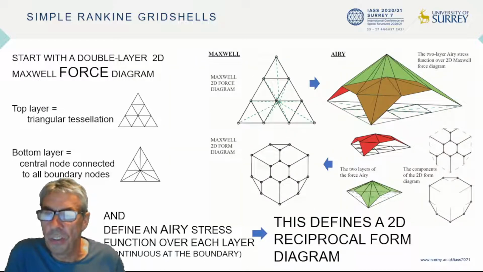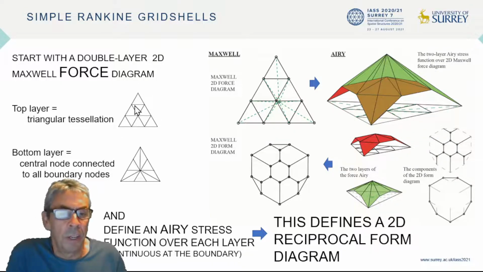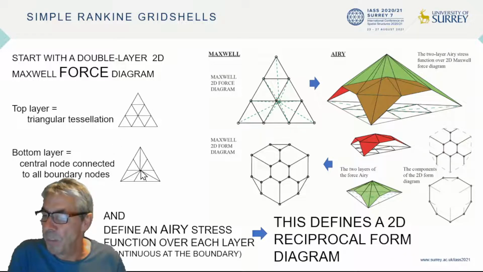To use this in design, we start by choosing a 2D force diagram and then create a corresponding roof. Here we pick a Maxwell force diagram where the top layer is this tessellation of 9 triangles and the lower layer has this central node here connected to all the perimeter nodes. The perimeter edges are the same in each layer.